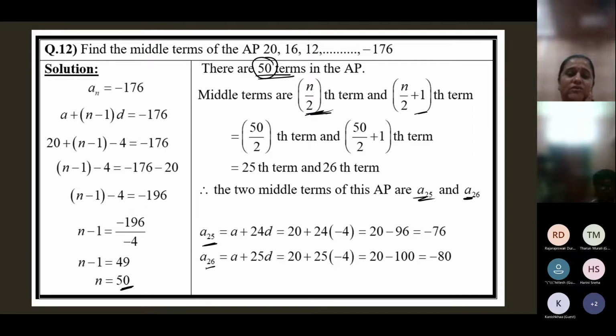And then find A25 and A26. You know how to find them. Find A25 and A26. Take a screenshot, children.